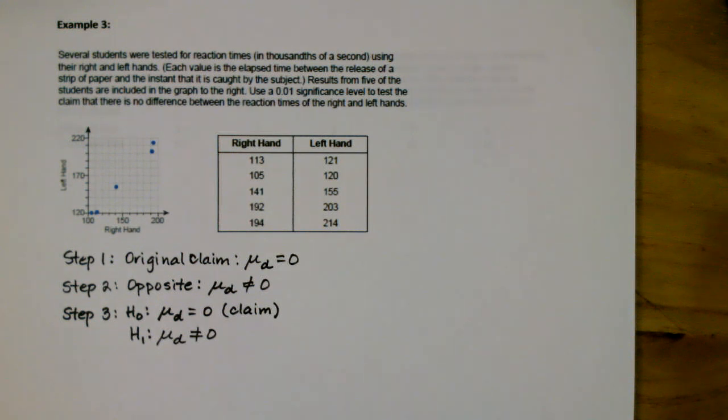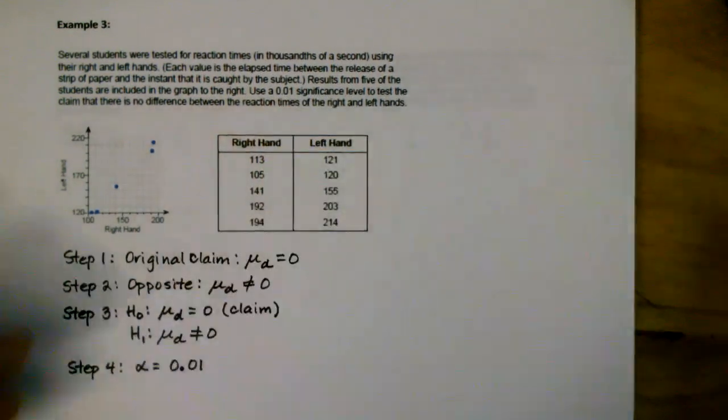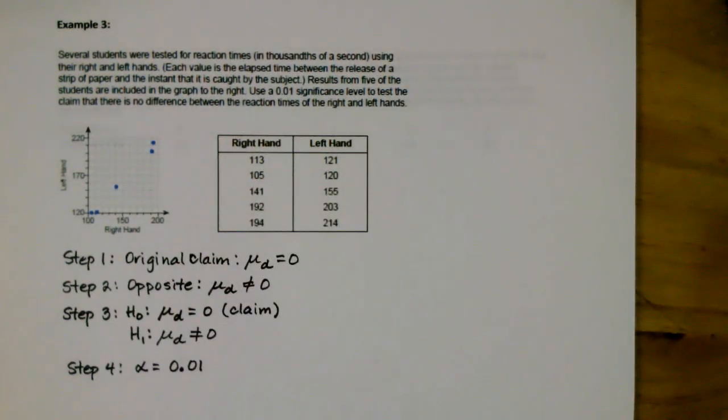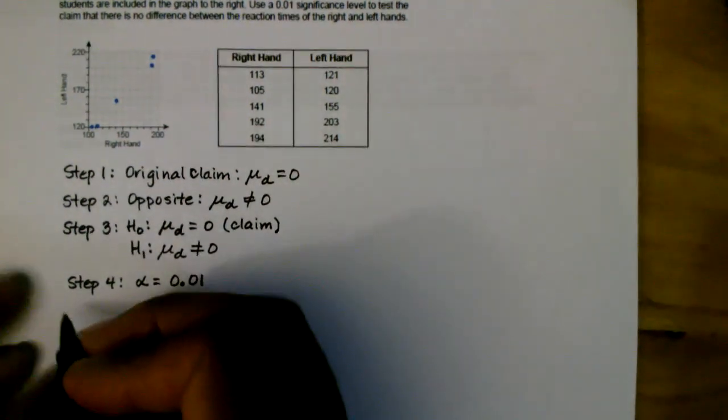And now step number 4 is the alpha level of significance. That will be 0.01. Says so in the problem. Use a 0.01 significance level. And now step number 5 is calculating the test statistic.